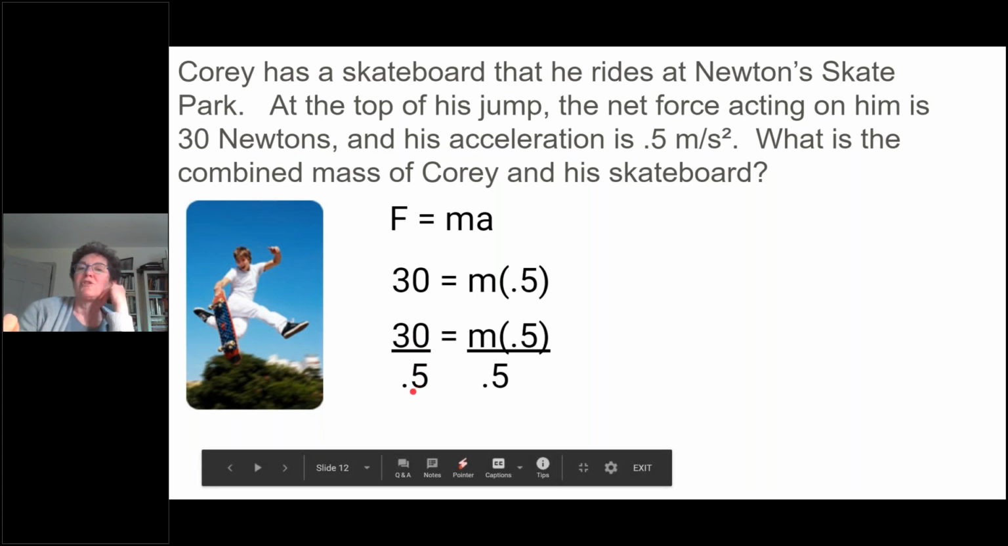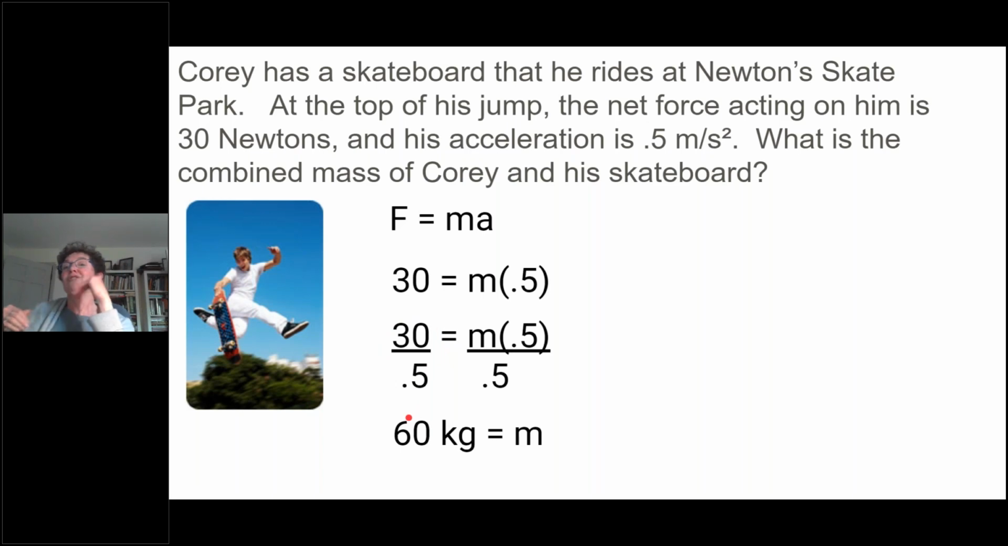Again, this is a little bit counterintuitive. When you divide by a number that's less than 1, what happens to that original number? It increases in size. How many halves are there in 30? Well, each one has 2 halves. So you have the greater number of 60. So there are 60 halves in 30. So the mass of Corey and his skateboard together is 60 kilograms.